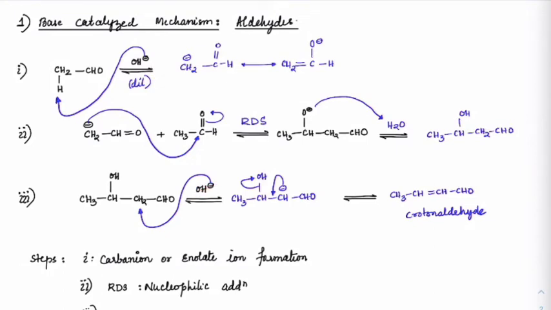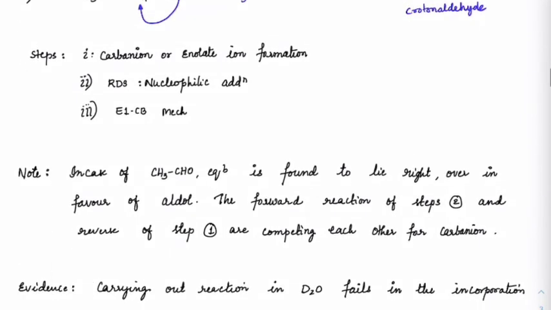Now you should always remember this. If heat is not given, you will stop the reaction at the second step only, aldol only, especially if it is a base catalyzed mechanism, because the amount of base you are taking is very less. But if heat is being provided, then with or without base, it will always come out here. Any solvent, maybe water, that is present will also extract the proton and make sure a double bond is formed here. So there are three steps involved: carbanion formation or enolate ion formation, RDS, and E1CB mechanism.